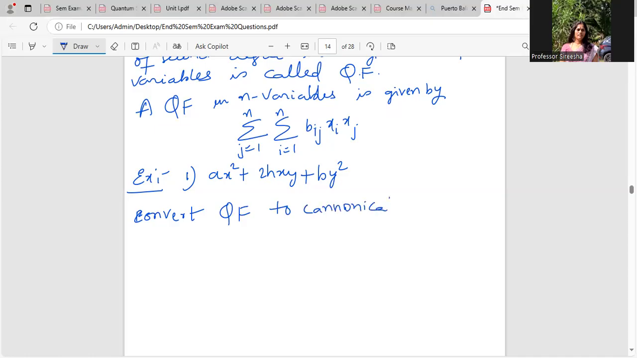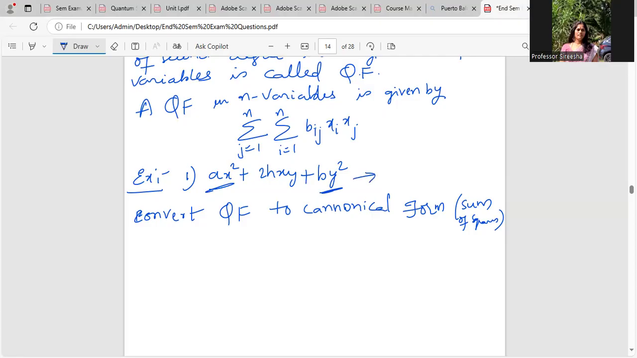What is a canonical form? If you know, then you will understand what exactly I am doing. Usually it is called the sum of squares form. That means I'll be having only the terms which have squares and not the combination terms.